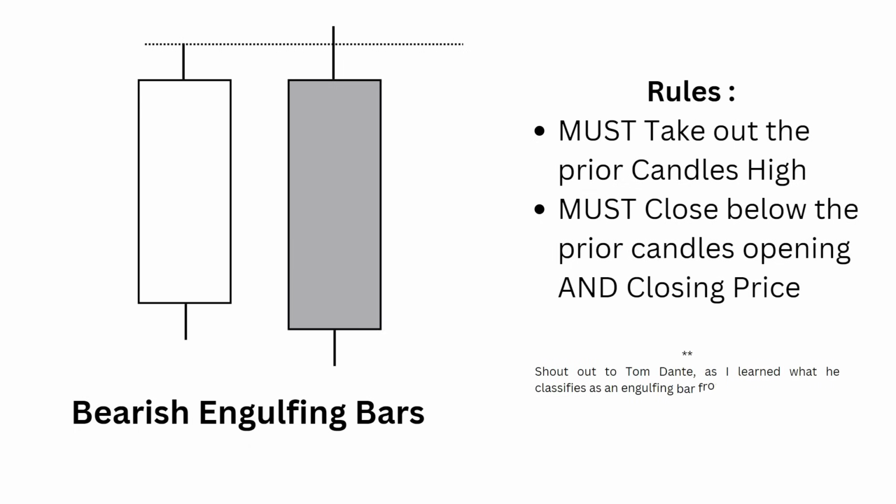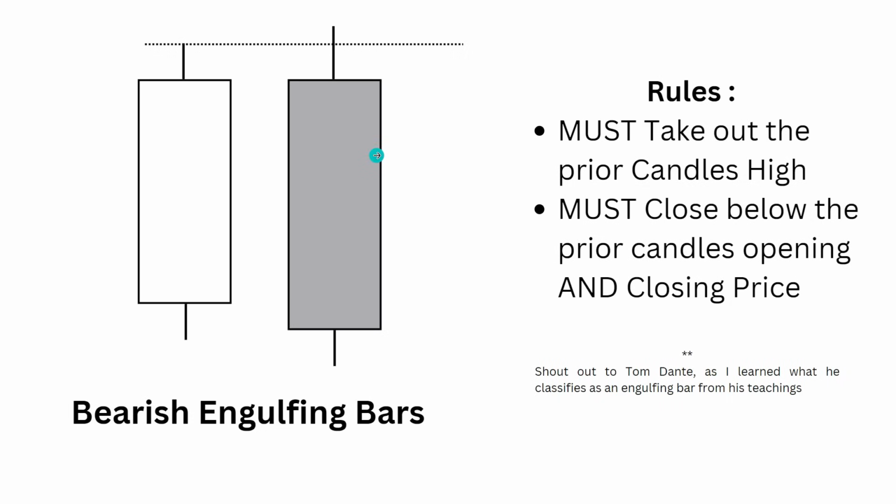So what is the exact system that I use in order to identify my higher time frame bias with very clean accuracy? Now, first of all, I want to give a shout out to Tom Dante. He's the one who I learned this from in terms of how to make engulfing bars a lot more powerful. For those that are not aware, an engulfing bar is essentially when you have a bullish candle like this, and then it's overturned with a bearish one. Essentially, the candle engulfs the prior candle.